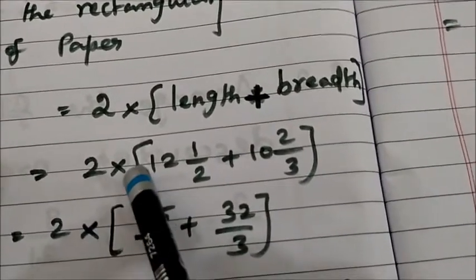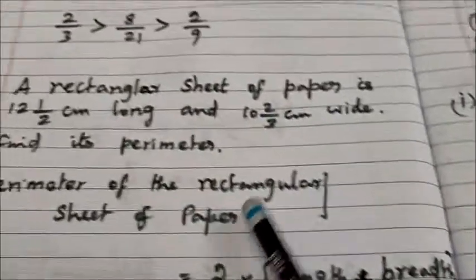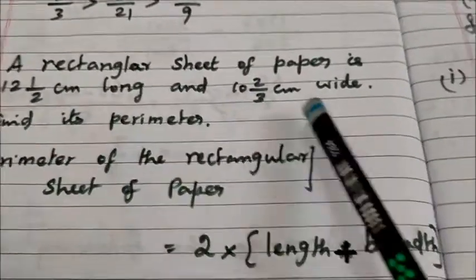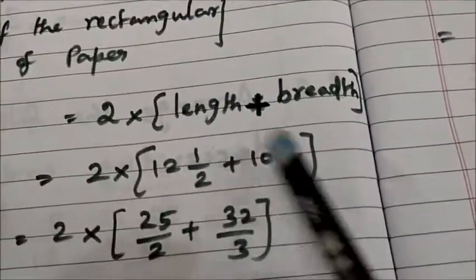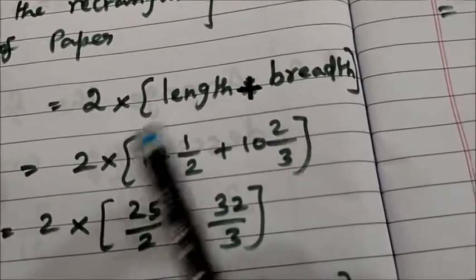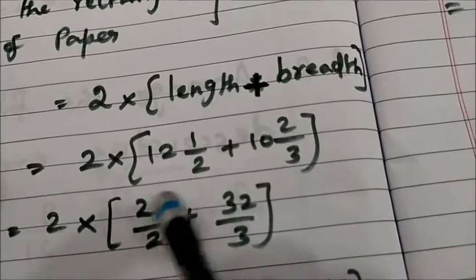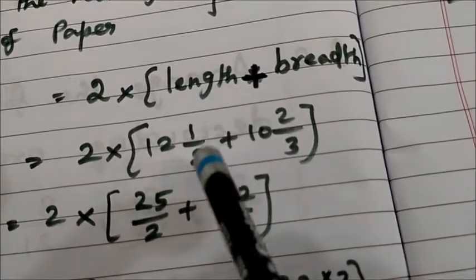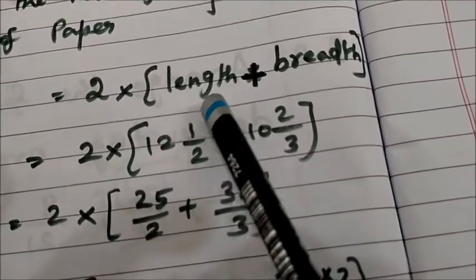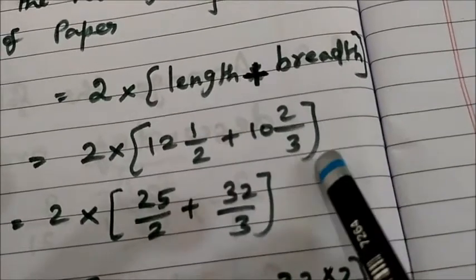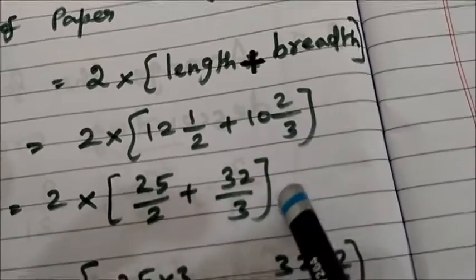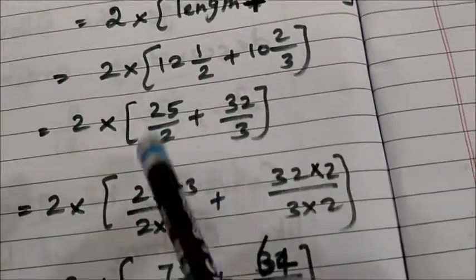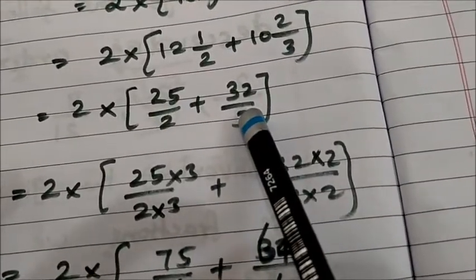So 2 into (length plus breadth). Here length is 12 1 by 2 and breadth, the width, is 10 2 by 3. So here we write it, and mixed fractions are here, so we have to convert them into improper fractions. You multiply these two numbers and add the numerator. Similarly, multiply these two numbers and add 2. So we get like this, and then we have to add these two fractions.